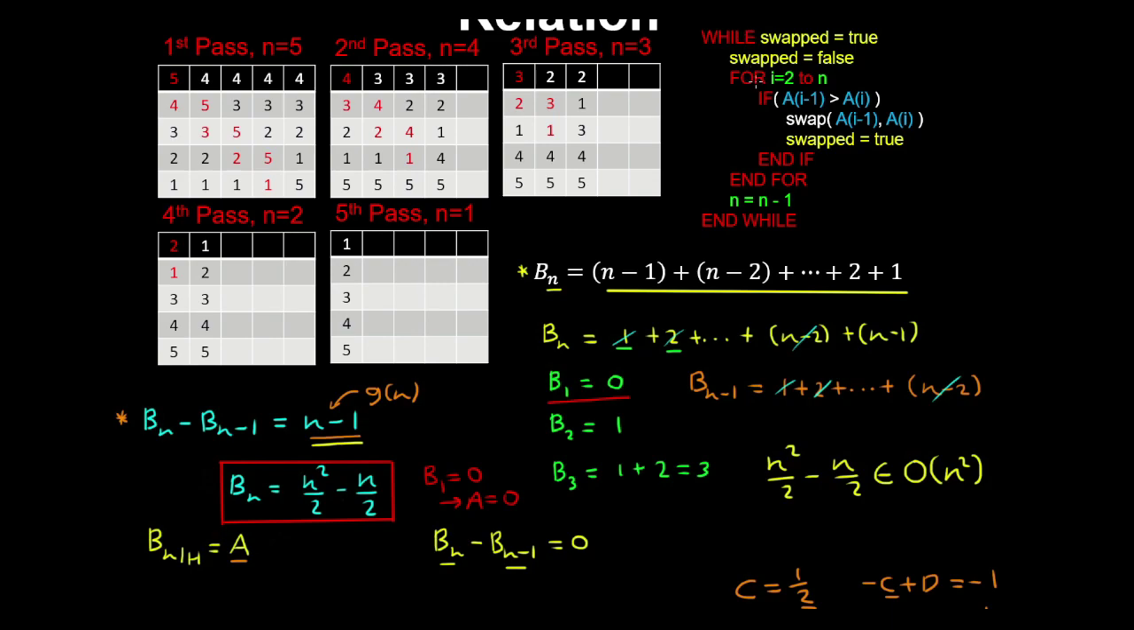So even though we had a nested loop where the number of items that get compared get reduced, the bubble sort algorithm is still O(n squared).